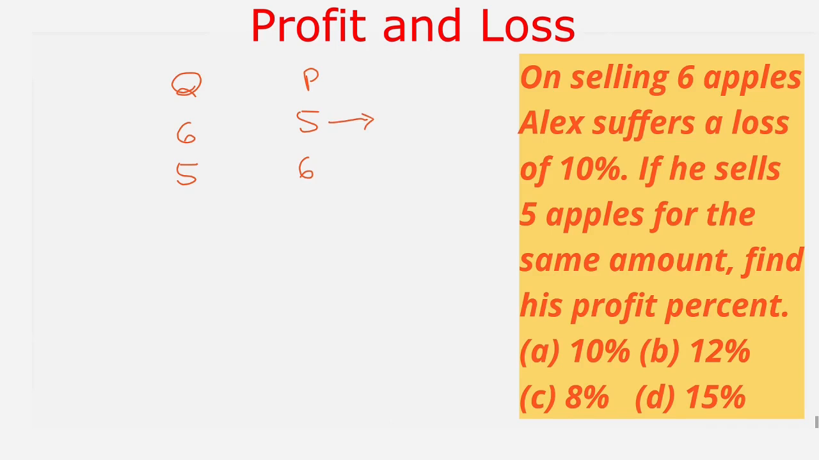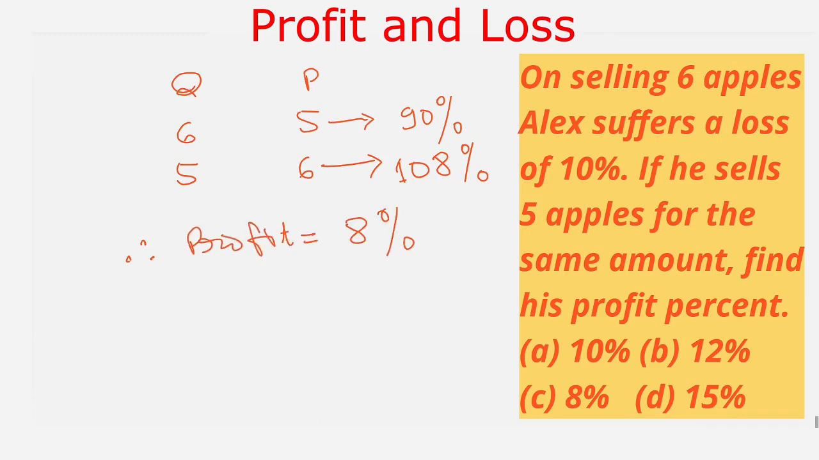It means 5 is equivalent to 90%. Therefore, we have to find the value of 6. 6 is equivalent to 108%. Now, earlier it was 90% and now it is 108%. Therefore, there is a profit of 8%. So, we straightaway write profit equal to 8%. And from the given options, our answer is option C.